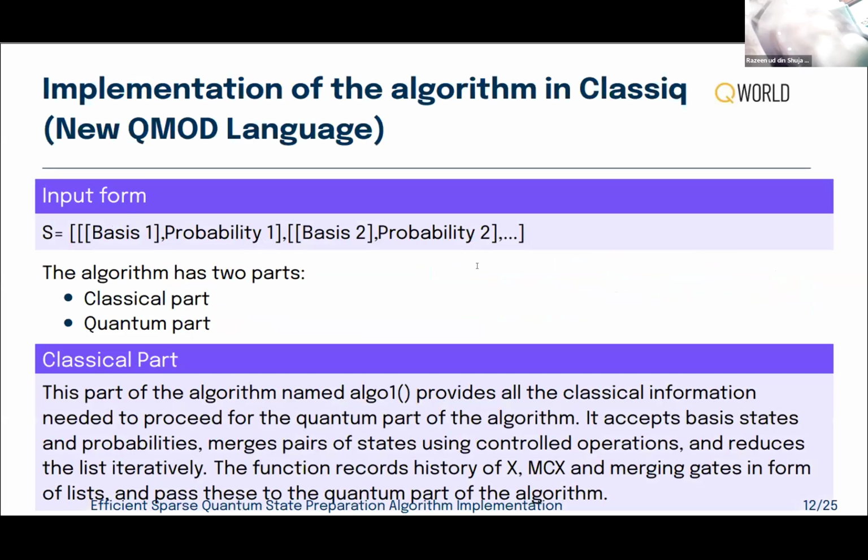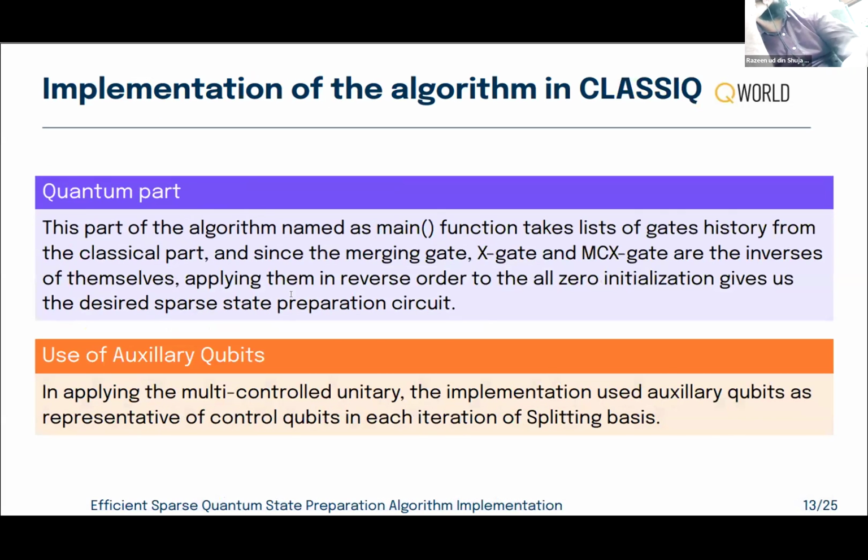So, the implementation of this algorithm in Classiq. The input form is, as we said, the classical description of a quantum state. And what does that mean? It means we have the input in the form of a list, whose elements represent basis states and their corresponding probabilities.